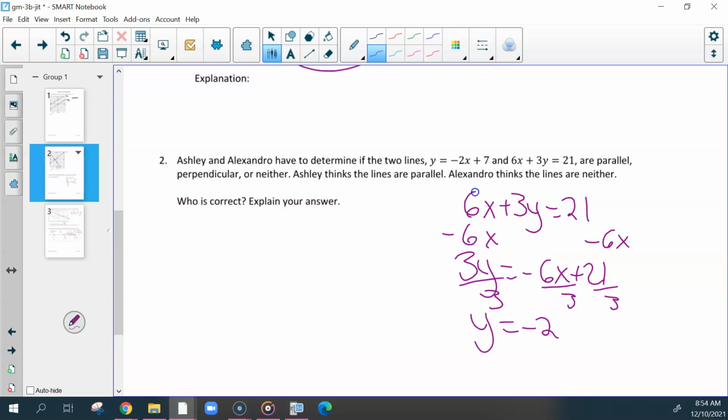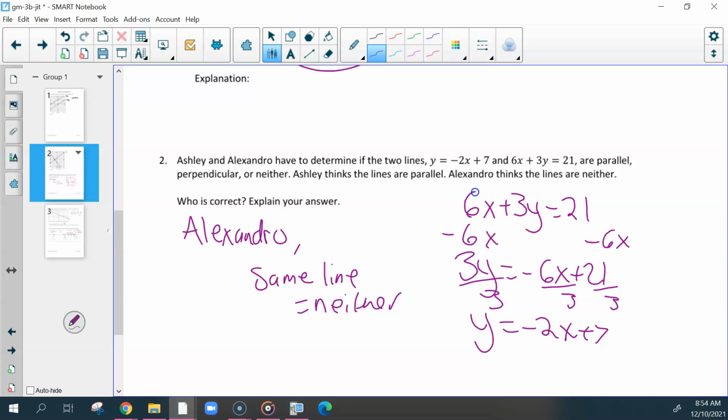You have -2x plus 7. Are these two lines parallel, perpendicular, or neither? Neither, because they're exactly the same. So your explanation would be they're the same line, or they have to be neither.